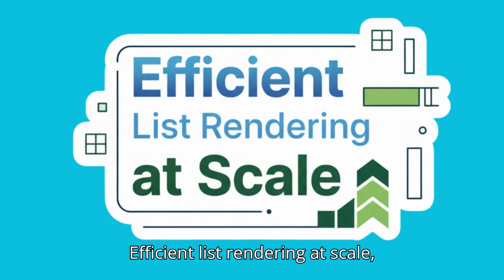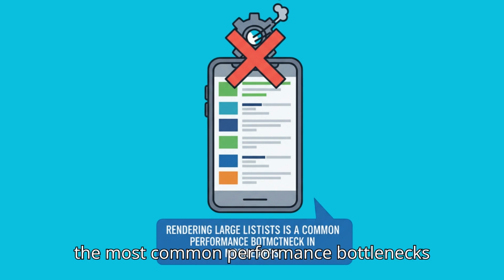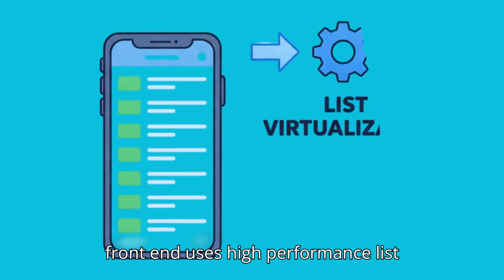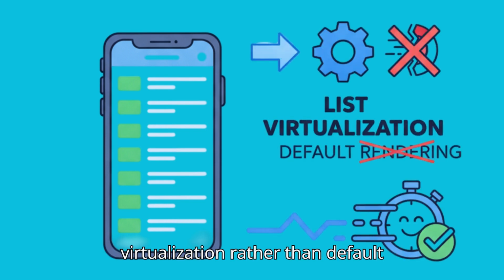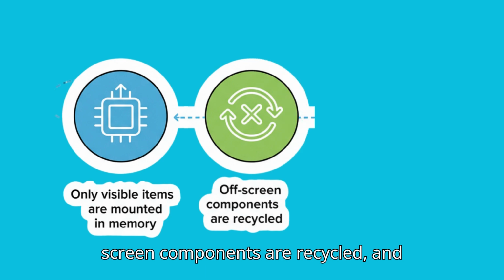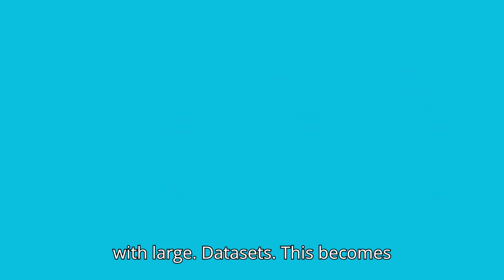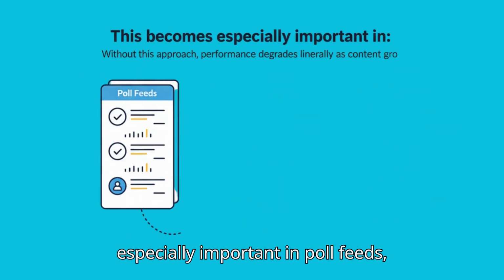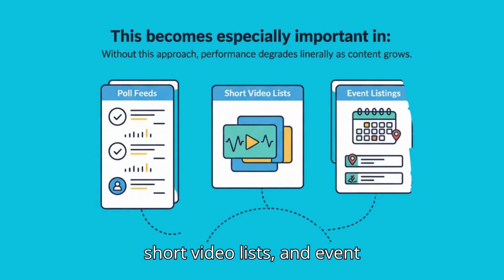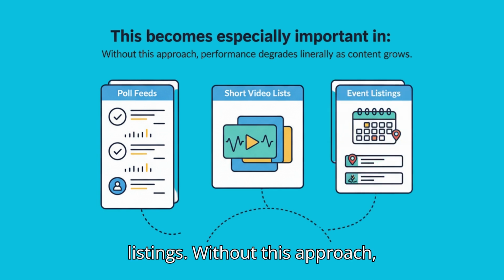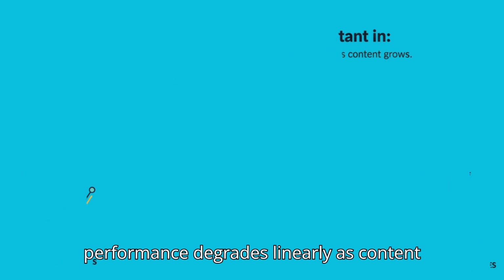Efficient list rendering at scale. Rendering large lists is one of the most common performance bottlenecks in mobile apps. To address this, the front end uses high-performance list virtualization rather than default rendering strategies. This ensures only visible items are mounted in memory, off-screen components are recycled, and scroll performance remains smooth even with large datasets. This becomes especially important in poll feeds, short video lists, and event listings. Without this approach, performance degrades linearly as content grows.